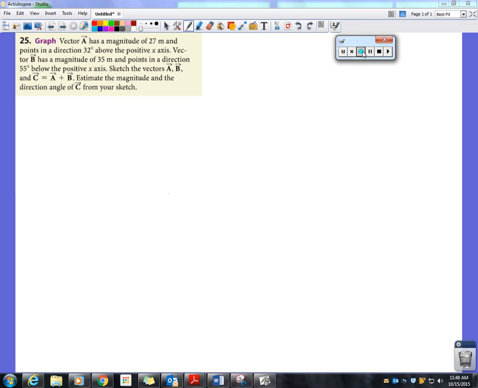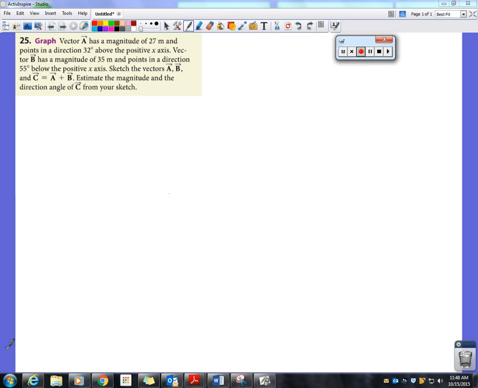So we're going to do number 25 in chapter 4 here. A problem in which it asks you to estimate the magnitude and direction of a combination of vectors, or of a resultant. But we're going to go one step further and actually find it mathematically.